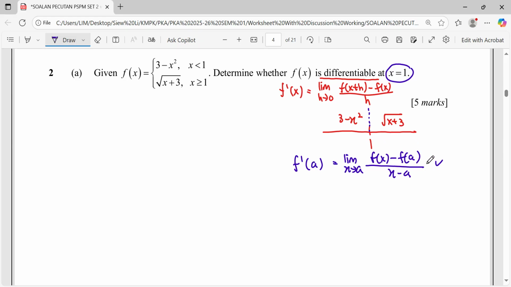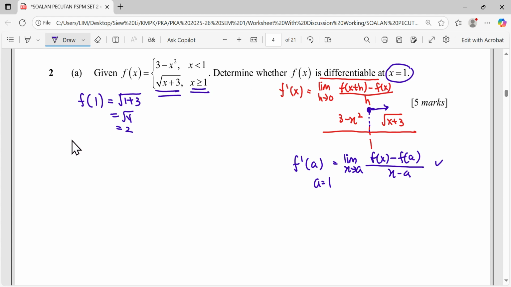Okay, so look at this formula. What do we need? The first one is f(a). You want differentiable at 1, which means the a value here is 1. So you need f(1), the coordinate f(1). Where does the coordinate point f(1) fall, on the quadratic function or the surd function? The surd function, because x equals to 1 is under the surd function. So the coordinate using the surd function is square root of 1 plus 3, square root of 4, your coordinate is 2.